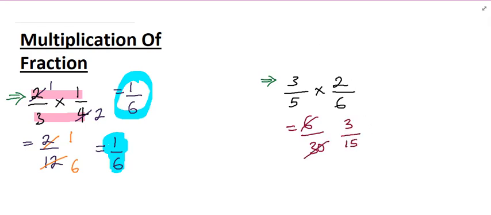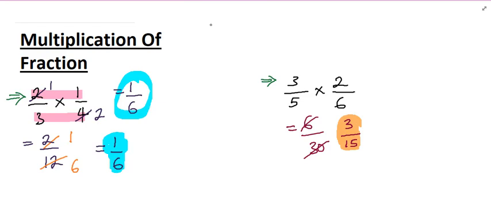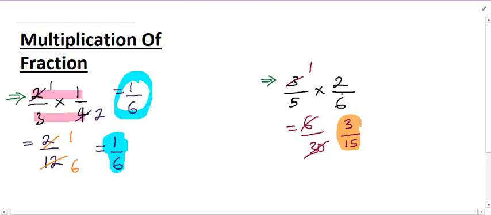So let us stop here. It's still a proper fraction. You would have seen this 3 over 15 earlier. So let's do it here. 3 here is 1, and 3 here is 2, right? Okay, so 1 times 2 is giving us 2, and 5 times 2 is 10.